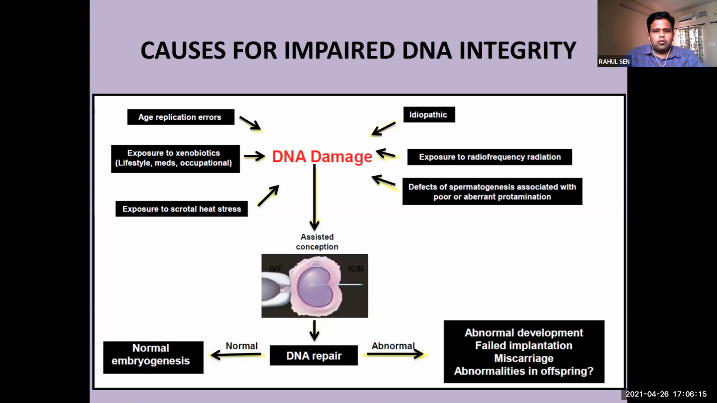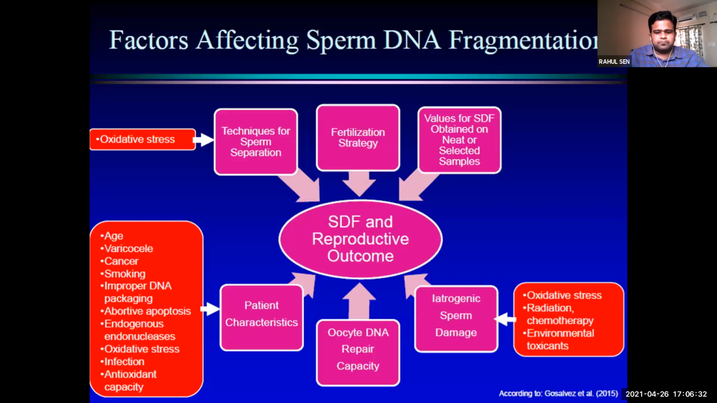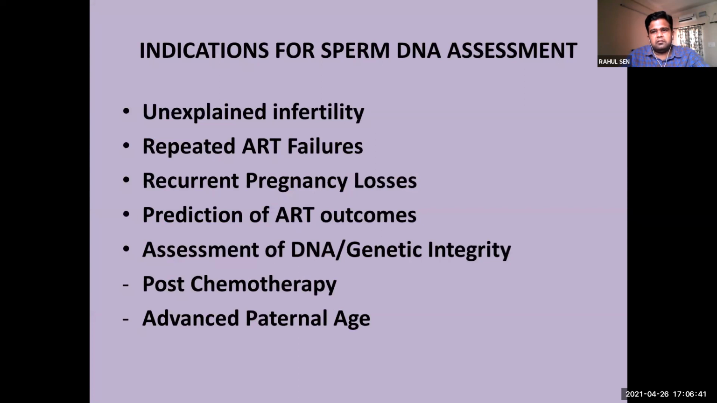So what causes impaired sperm DNA integrity? That can be due to age, exposure to chemicals, exposure to extra heat, idiopathic causes, and various other causes that can damage the sperm DNA. This sperm DNA damage can manifest at various levels of outcome, where the embryonic outcome is halted, or a poor outcome is seen in IVF or in natural cycles as well.